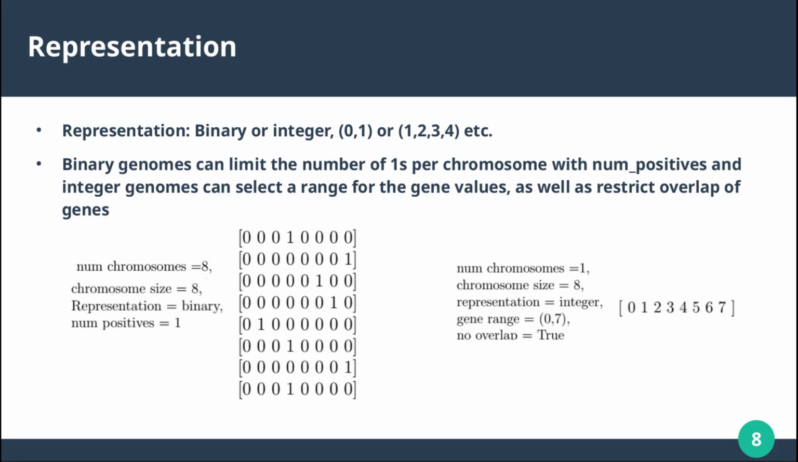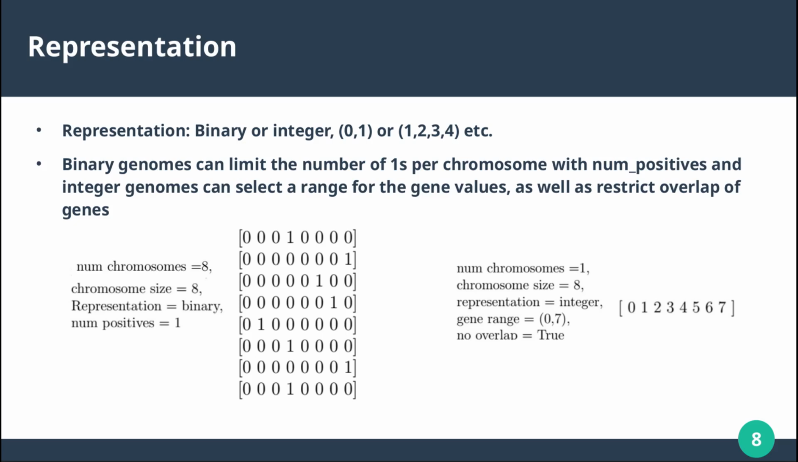Depending on whether you've chosen either integer or binary representation, you can choose to specify a couple more parameters, such as the number of positives variable. You can see here that we have a chromosome size of 8 and a number of positives of 1. That means that in a chromosome we will have 7 negatives and 1 positive, so 7 zeros and 1 one.